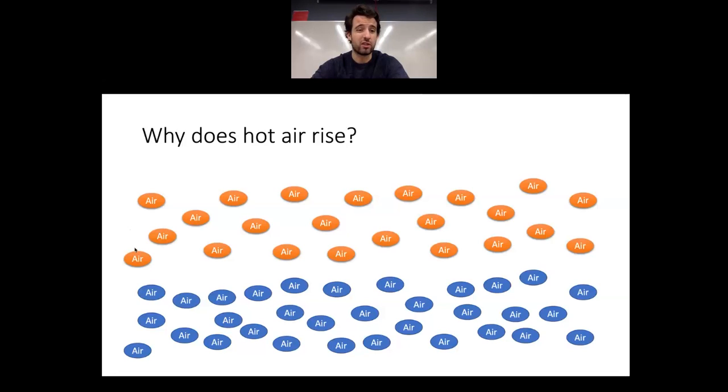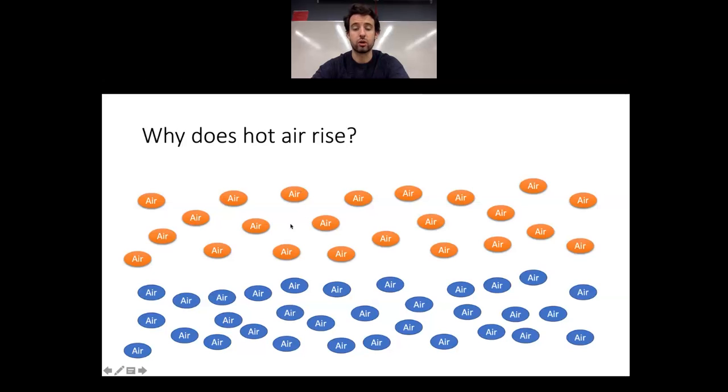Hopefully you notice that they're both kind of taking up the same amount of space, but the air in orange here, there's significantly fewer air particles in this space. So what we would say then is that not only does it rise, but it rises because it's less dense. There's less mass in the same amount of volume. Remember, density is mass divided by volume.